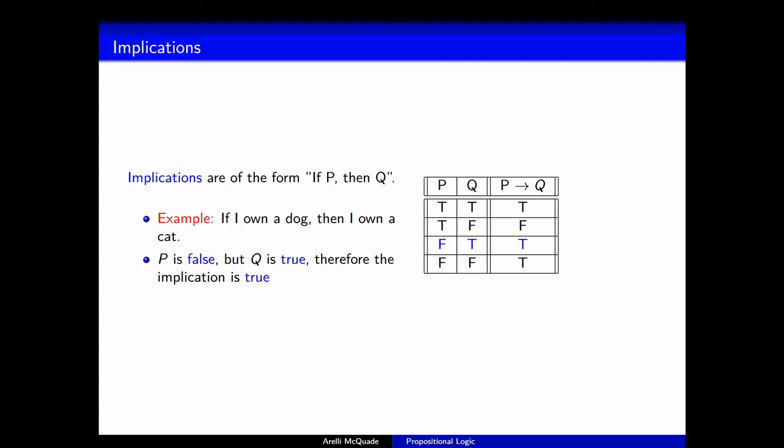This third line can be a little confusing. So if P is false, but Q is true, then the implication is still true. So here I own a cat, but I don't own a dog.